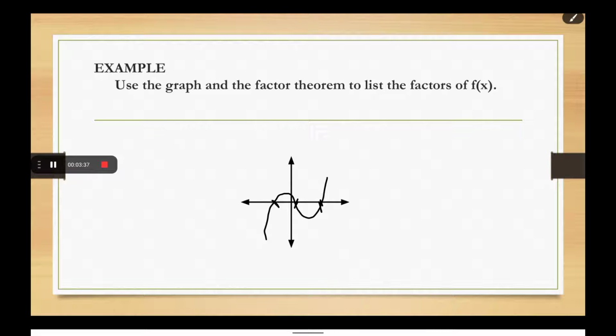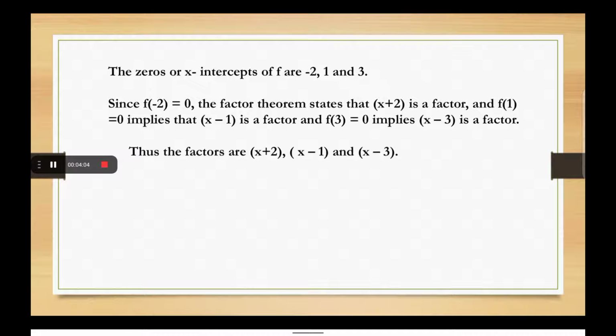That's very easy, because factors mean the values where f of x is equal to 0, right? If x equals 1, the factor is x minus 1. You must identify the values of x only, so you just look at the x-axis. What are the values on the x-axis? As I explained in the previous slide, the graph is at minus 2, 1, 3. So the graph zeros, or x-intercepts, of f are minus 2, 1 and 3.